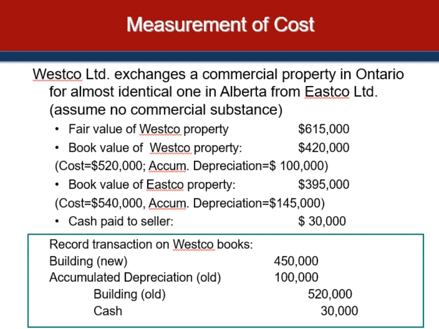There, you could probably make an argument for cash flows being better, because you wouldn't have to fly to Ontario to take a look at your property. But anyway, I'm not going to dispute the fact that the slide says right there in front of us, assume no commercial substance. So if there's no commercial substance, there's no gain or loss.